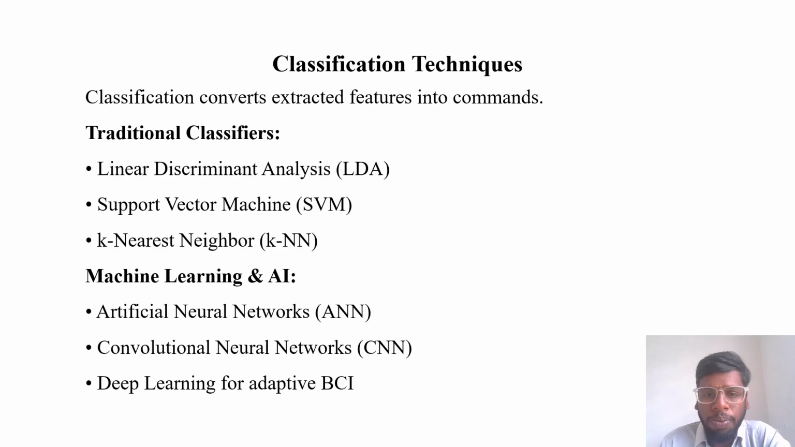Classification techniques are of two types: traditional classifiers and machine learning and AI. Classification converts the extracted features into commands. Traditional classifiers are linear discriminant analysis, support vector machine, and k-nearest neighbor. Machine learning techniques are artificial neural network, convolutional neural network, then deep learning and adaptive methods for BCI.